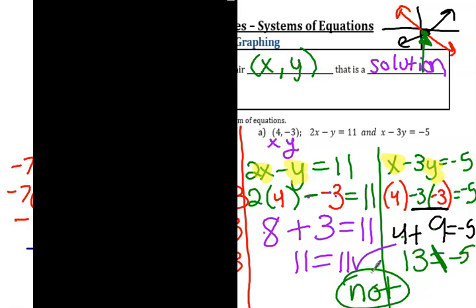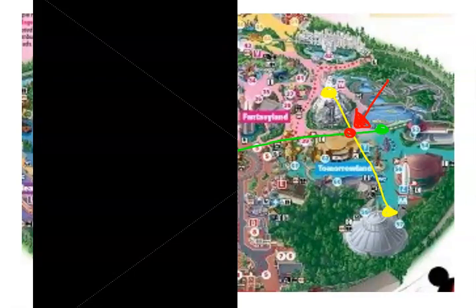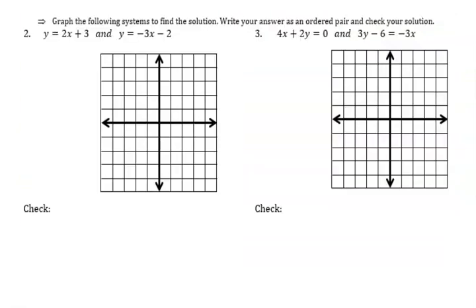So that would be like if you had first period algebra and your friend had first period science. You do not intersect. You do not have the same class at the same time. So it worked for this one, but it did not work for this one. So it is not a solution. Plug in the X and plug in the Y. All right. Now, okay, so that is our mission.